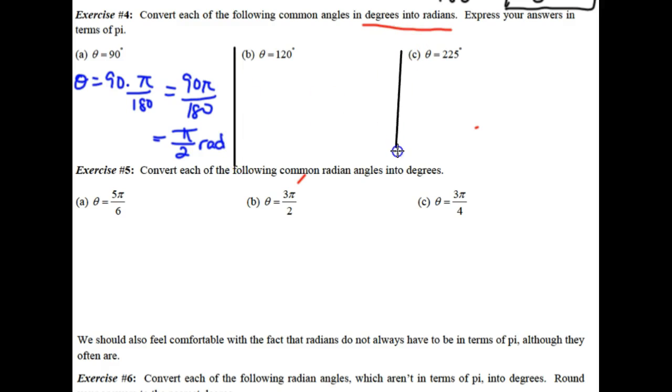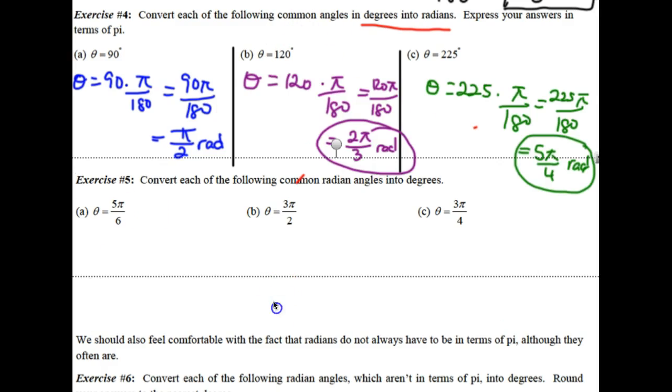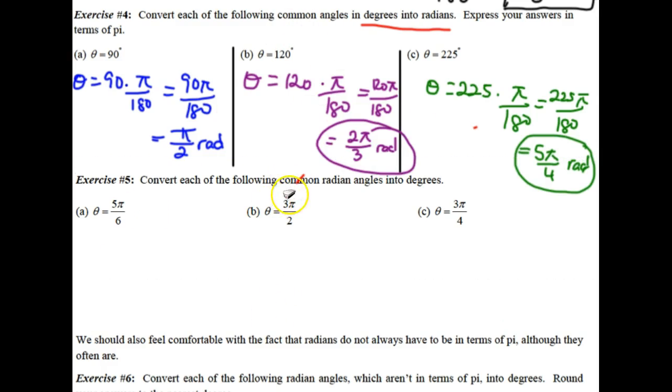Now, I want you to pause the video and try B and C on your own. If you got a chance to try that on your own, you should have gotten 2 pi over 3 radians and 5 pi over 4.